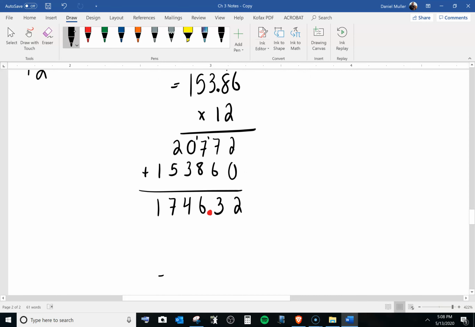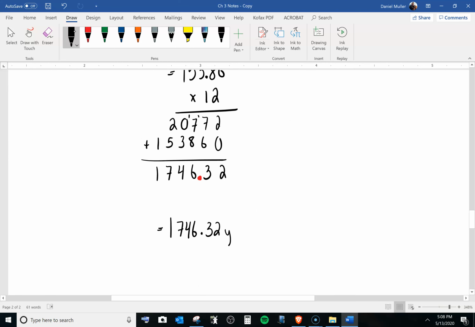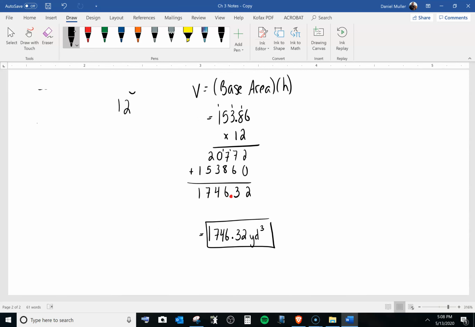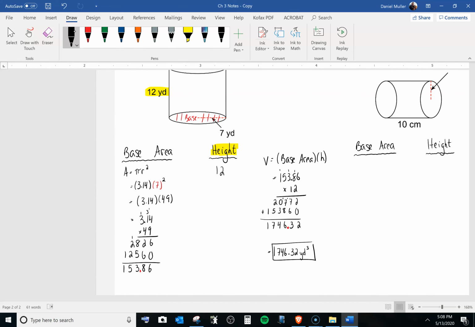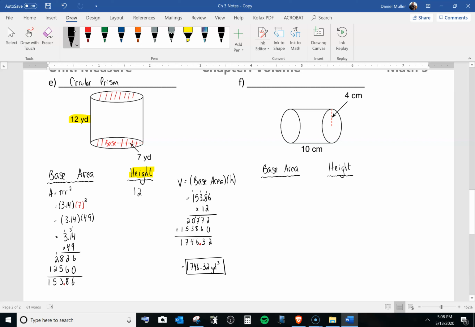So I have 1,746.32 something cubed. I don't know what our units are, yards cubed. So that is our volume. That is our estimated volume because we had to use 3.14. But that's pretty good without actually using a calculator. So I'll zoom out there for a second and I will do the next one.